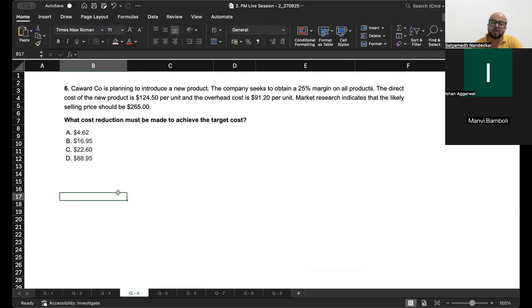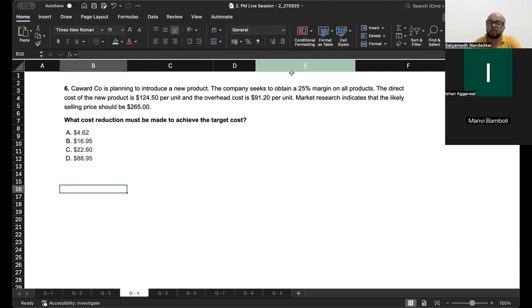What is the cost reduction that must be made to achieve the target cost? Coward Company is planning to introduce a new product. The company seeks to obtain a 25% margin on all products. The direct cost of the new product is 124.5 per unit and the overhead cost is 91.20 per unit. Market research indicates that the likely selling price should be 265. What cost reduction must be made to achieve the target cost?